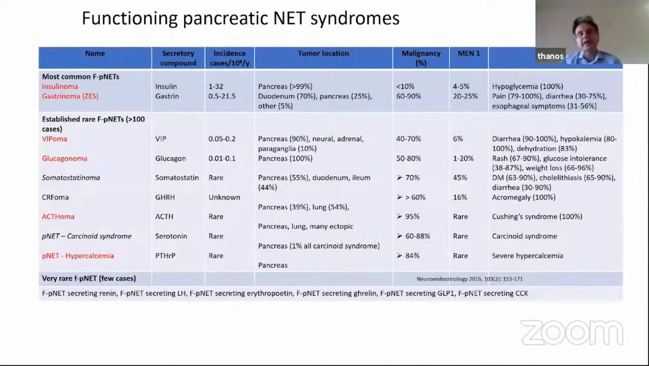Coming now to the functioning pancreatic neuroendocrine syndromes, the European Neuroendocrine Tumor Society has made a simplification. There are many pancreatic neuroendocrine tumors, but the ones that we most commonly see are the insulinomas and the gastrinomas, where you see quite a few cases. Then there are some other rare ones where more than 100 cases are described, and I'm going to concentrate on vipoma and glucagonoma. We haven't seen that many somatostatinomas per se. Sometimes these neoplasms can secrete bioactive compounds that are not eutopic but ectopic, and many patients can develop ACTH secretion and PTHrP secretion in the relevant syndromes. And then there are some very rare ones that I'm not going to elaborate on.